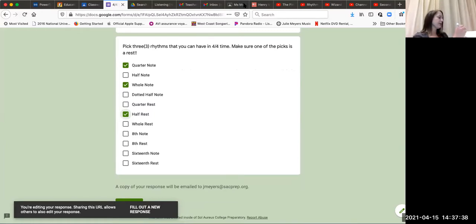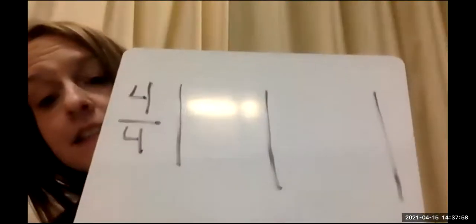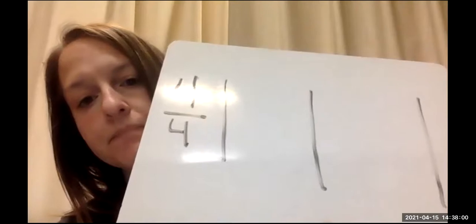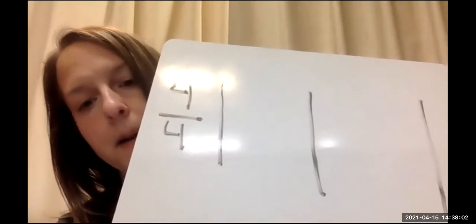Okay. Which means that I want you to draw me a 4/4 time. Okay, I'm gonna stop the share so you can see a little better. Draw me a 4/4 time, and then I want you to draw me 3 lines like this. Okay, so I'm gonna give you a second to do that, and then you're going to draw me some rhythms.